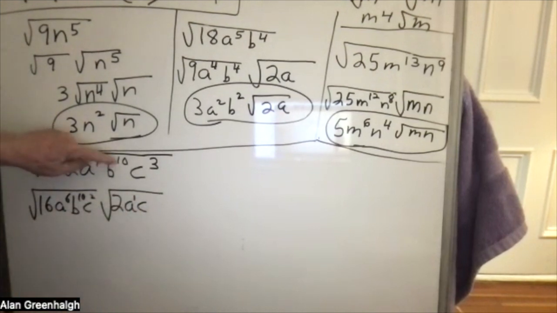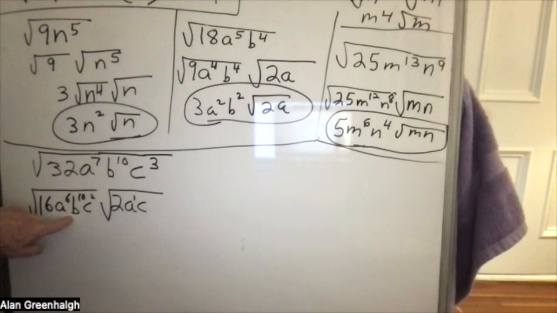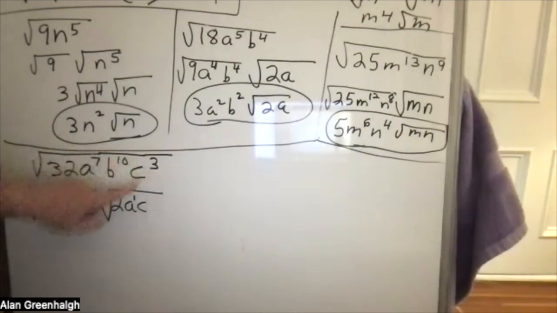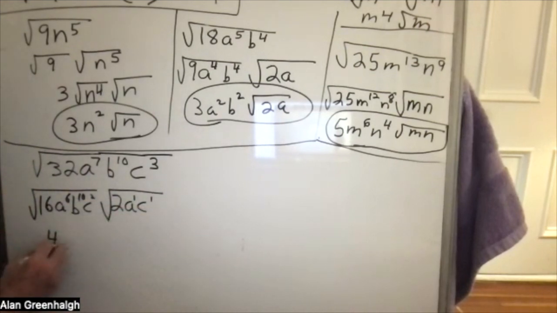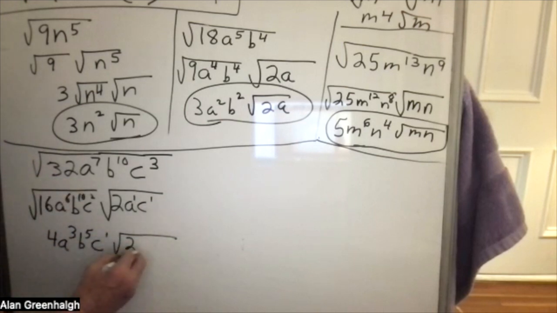B to the 10th is a perfect square. Take it out. C to the 3rd would have c to the 2nd times c to the 1st. And this would become 4a to the 3rd, taking half of everything. Half of 6 is 3. Half of 10 is 5. Half of c to the 2nd is c to the 1st, times the square root of 2ac. And you don't need just one. This is the answer.